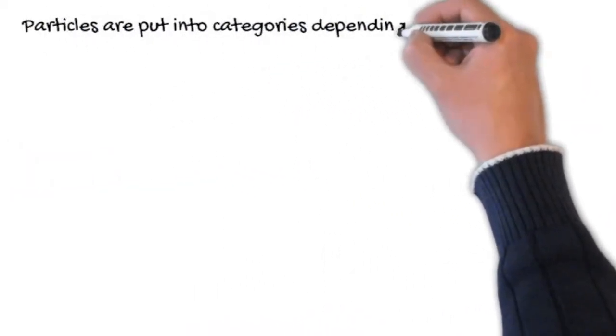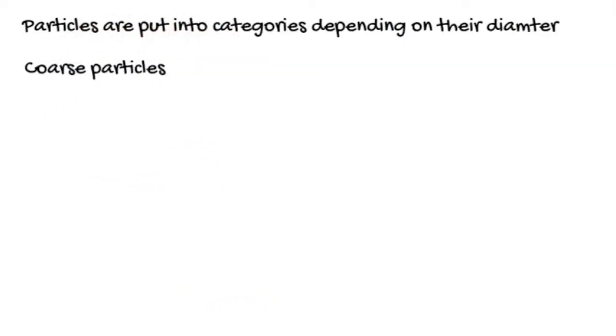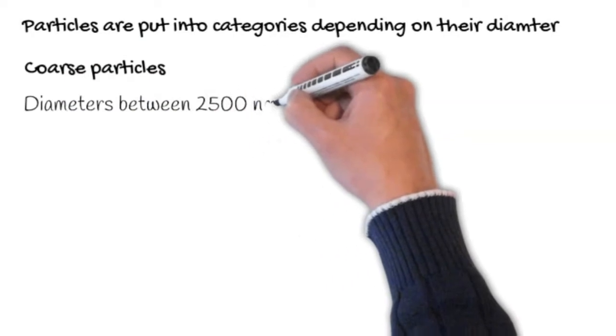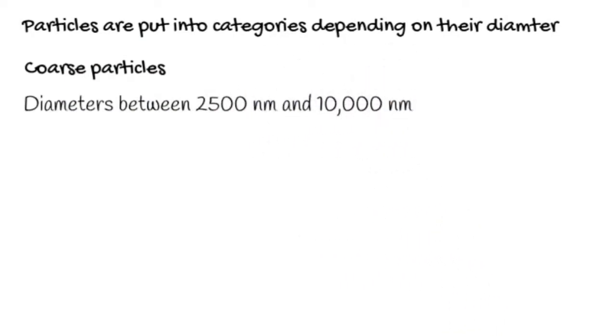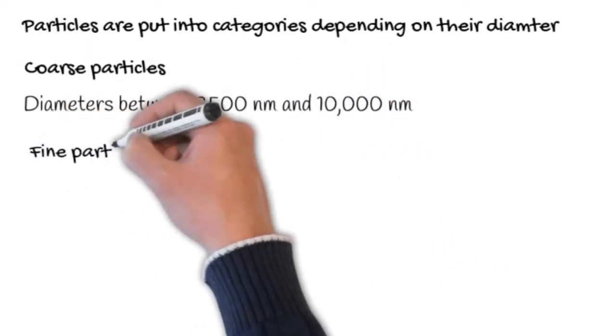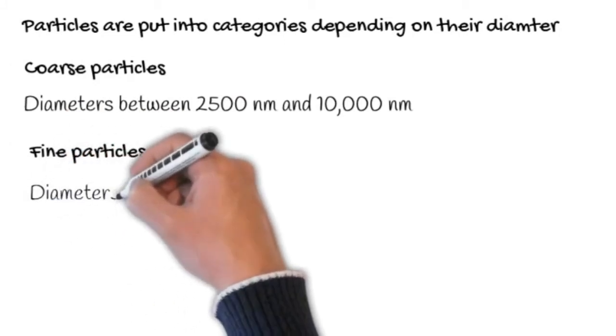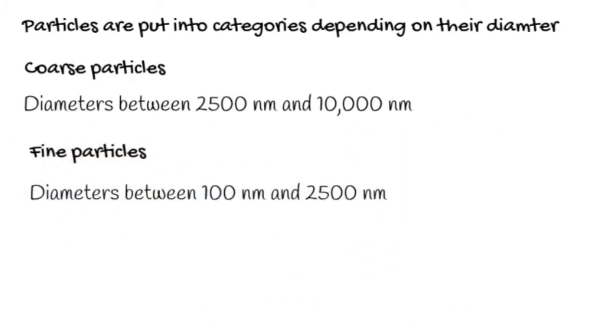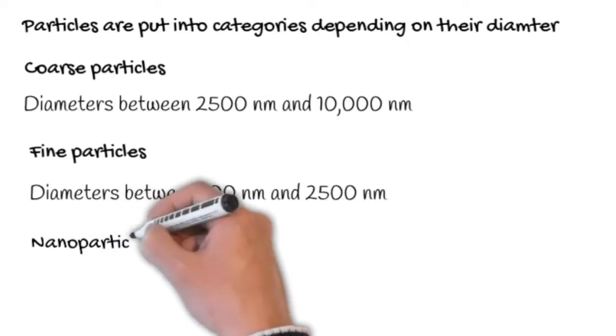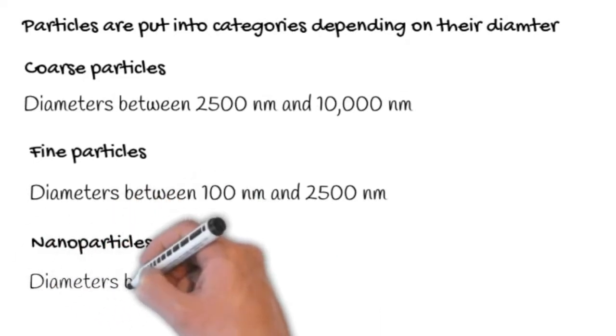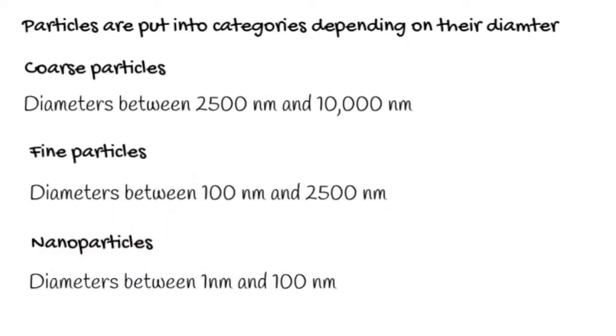Particles are put into categories depending on their diameter. Coarse particles, for example, have a diameter between 2,500 nanometers and 10,000 nanometers. Fine particles have a diameter between 100 nanometers and 2,500 nanometers, and nanoparticles have a diameter between 1 nanometer and 100 nanometers.